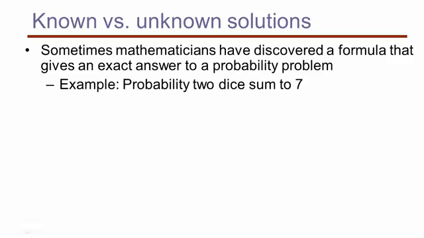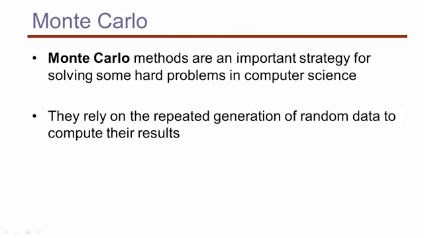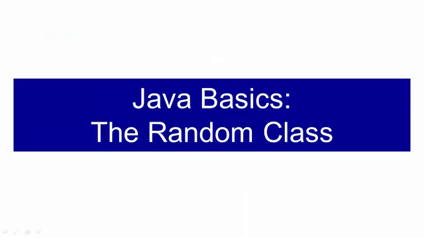Now, sometimes mathematicians and statisticians are able to come up with the answers we are looking for, but often the problem is too complicated to be modeled by a single formula, and thus a computer simulation is the next best thing. In fact, such simulations are so important that they have been given their own name, Monte Carlo methods. Such problem-solving strategies rely upon the generation of random data to compute their results, and are used to simulate all types of systems in business and science. We will not talk any more about Monte Carlo methods here, but Wikipedia has a long list of applications for the interested student.